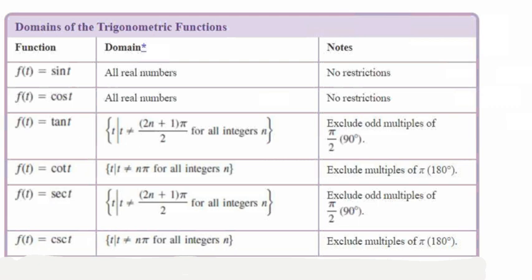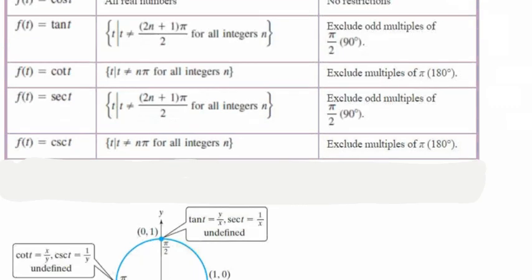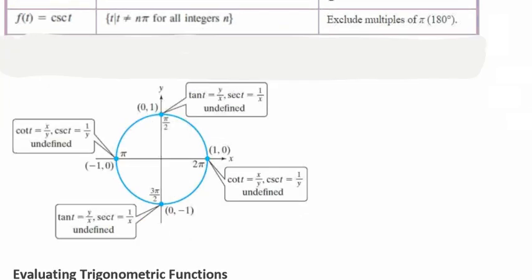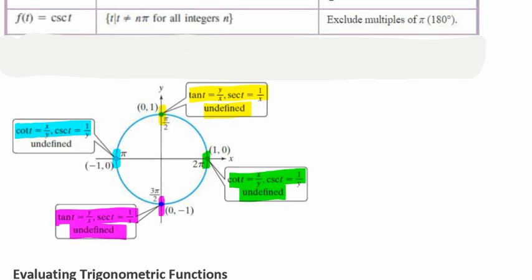Let's go ahead and take a look at a little diagram we have here. So we've got the cotangent and where it's undefined. And so our cotangent and our cosecant are both undefined here at this point. Tangent and secant are going to be undefined here. Cotangent and cosecant are going to be undefined here. And then tangent and secant will be undefined here.